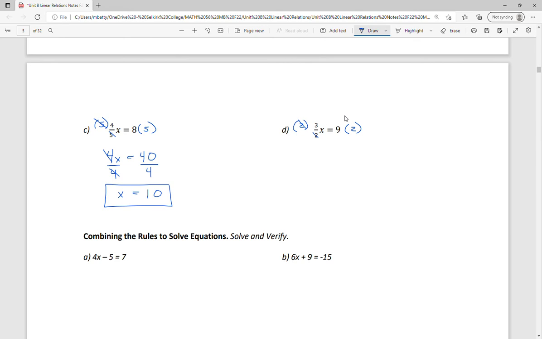2 divided by 2, I could simplify it, right? So that's where I get the 3x, and that equals 18. Now move on, divide, I get x equals 6.